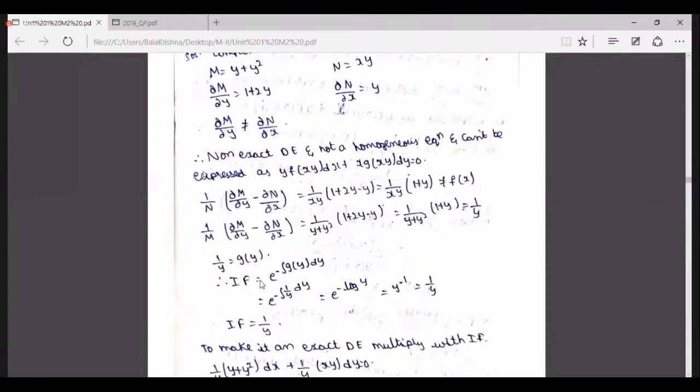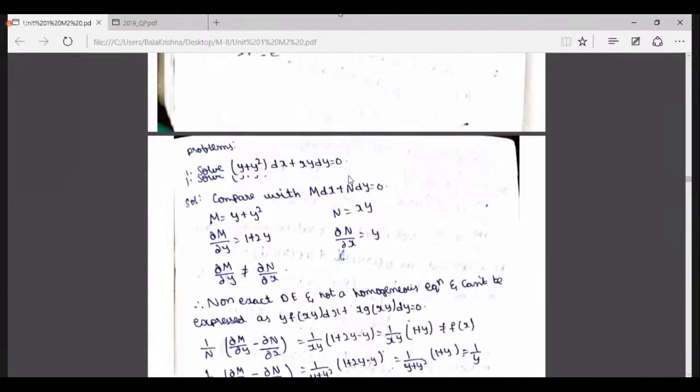Therefore, its integrating factor will be e power minus integral g of y dy, because I consider ∂m/∂y minus ∂n/∂x. If I go like this, ∂n/∂x minus ∂m/∂y, no need to go with this minus n. This is up to you, whichever you feel comfortable with, you can remember. But don't get confused over here. As I'm following this, here also I'm just considering the same as it is, with minus n. Am I clear?